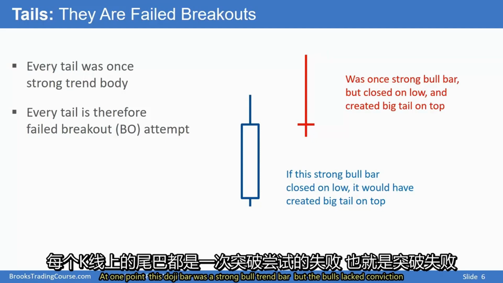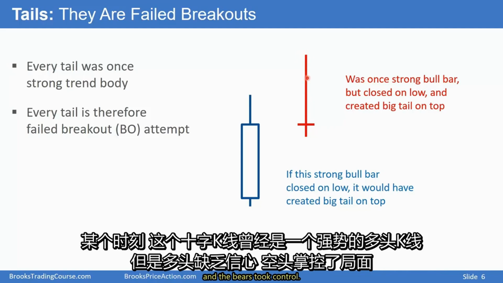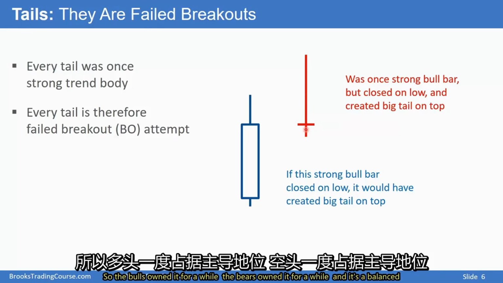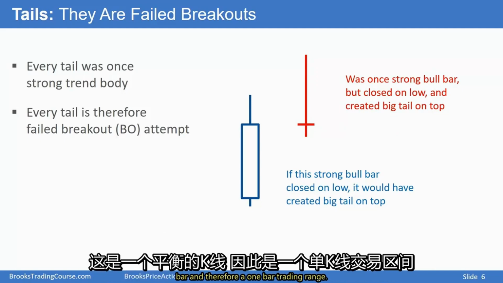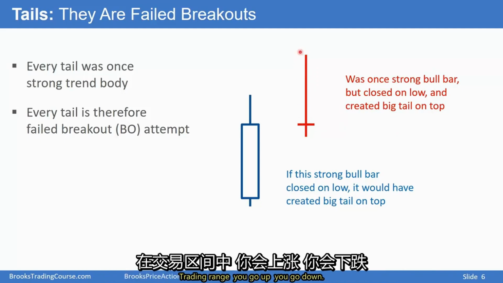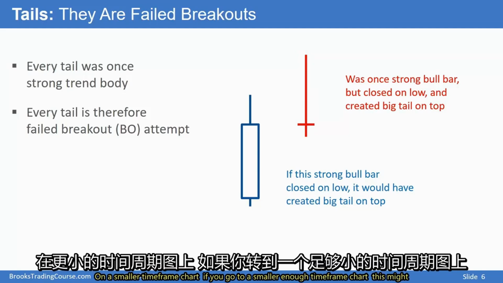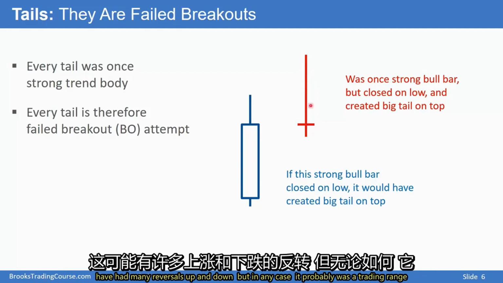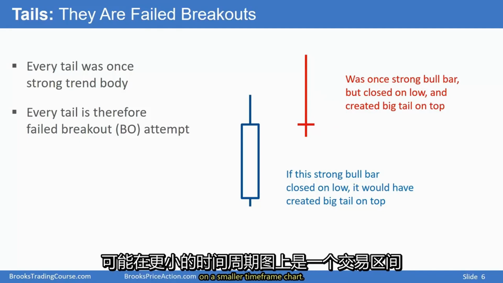It's a failed breakout. At one point, this doji bar was a strong bull trend bar, but the bulls lacked conviction and the bears took control. So the bulls owned it for a while, the bears owned it for a while. And it's a balanced bar and therefore a one-bar trading range. Trading range, you go up, you go down. On a smaller time frame chart, if you go to a small enough time frame chart, this might have had many reversals up and down, but in any case, it probably was a trading range on a smaller time frame chart.